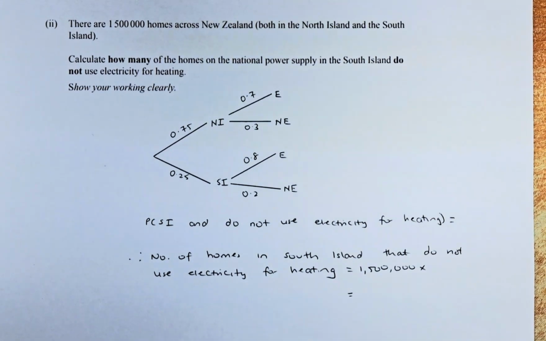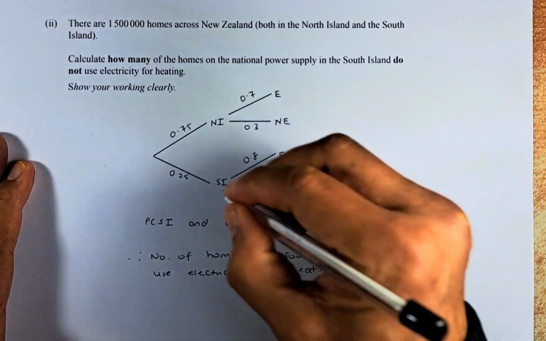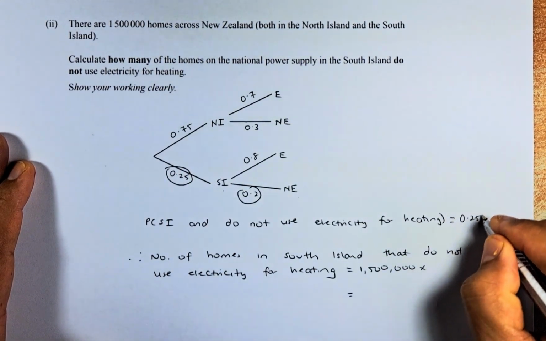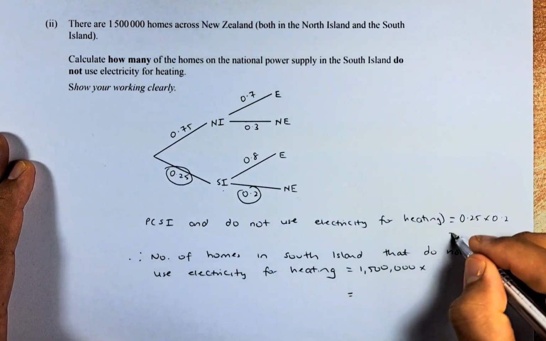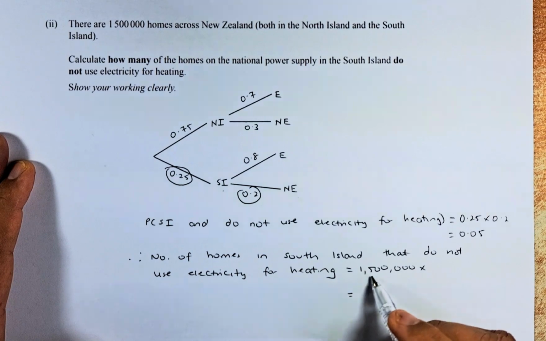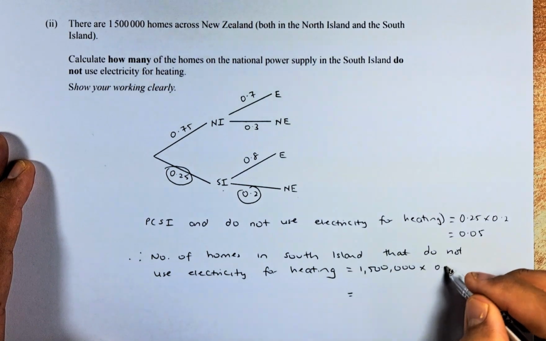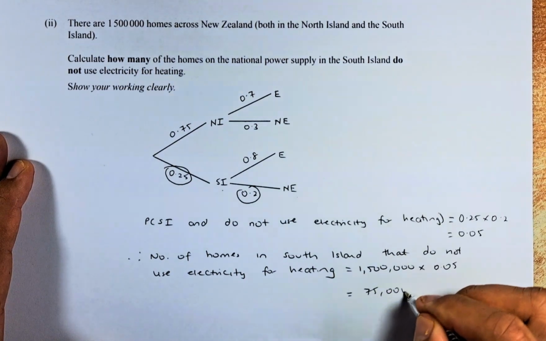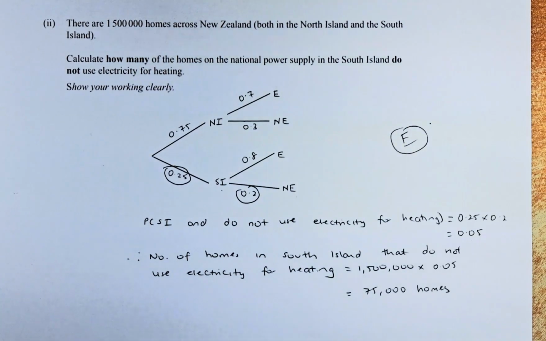What we're going to do is calculate South Island and do not use electricity. So this will be South Island, do not use electricity, so it will be 0.25 times 0.2. If you calculate it, it's going to be 0.05. To calculate the number of homes in South Island that do not use electricity for heating, you just take 1.5 million, the number of homes across New Zealand, multiply by the probability of 0.05, put it in your calculator, and the answer is going to be 75,000 homes. If you can answer that, that will be an E8, E7 excellence question in this paper.